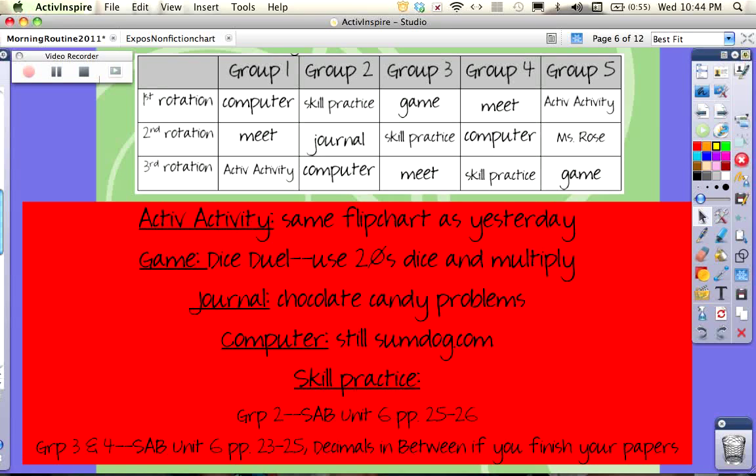Then you're going to meet for your group, and then you're going to go do the decimal flip chart on the active board, the active activity.